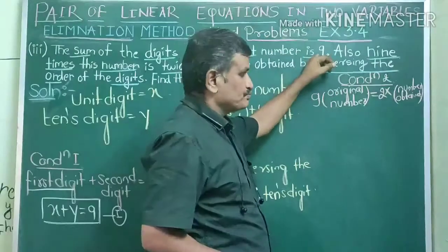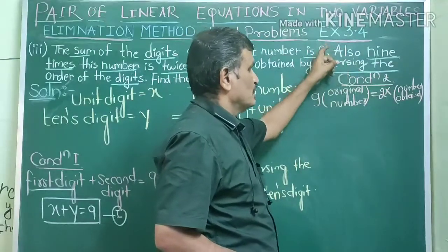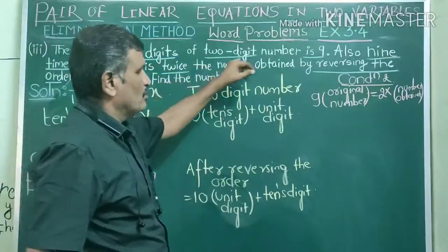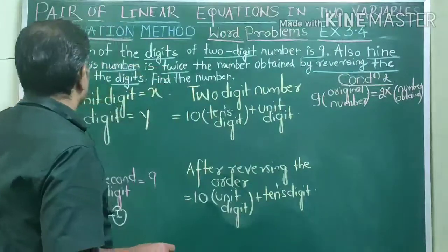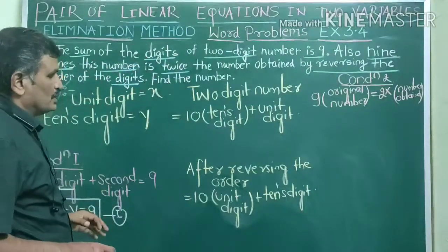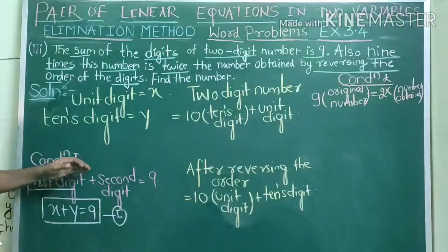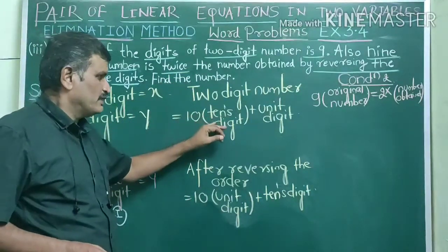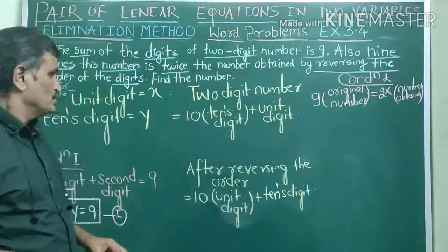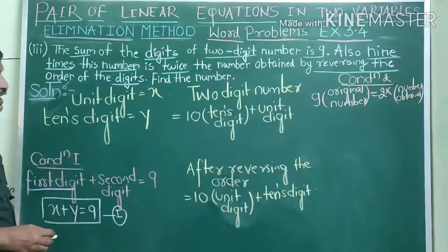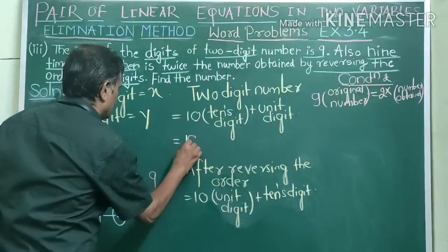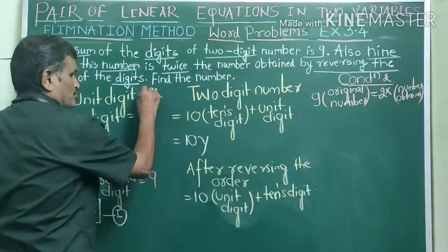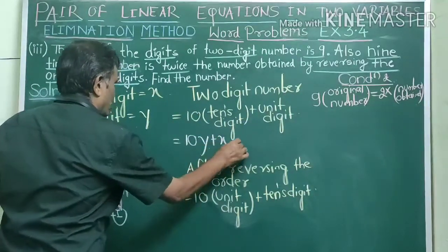After the full stop, the second condition starts. Also 9 times the number is twice the number obtained by reversing the order of the digits. Find the number. Now see, if you have to write a 2-digit number, it should always be 10 multiplied by tens digit plus unit digit. So here the tens digit is y, so what I will get here is 10 into y, that is 10 into tens digit y, plus unit digit x.